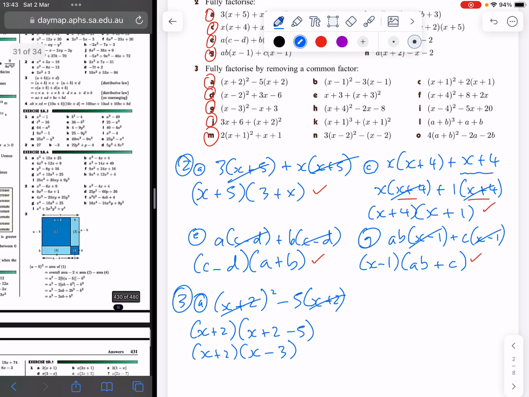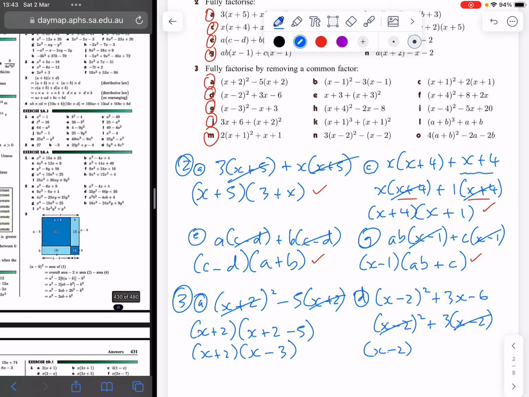Stop cheating. D: x take 2 squared plus 3x take 6. Once again, here's one of the hidden ones. I need something in brackets. I need x take 2, but I don't have it here. But if I remove a common factor of 3 on the outside, 3(x take 2), I suddenly have an x take 2 that I can remove as a common factor. x take 2 goes on the outside.